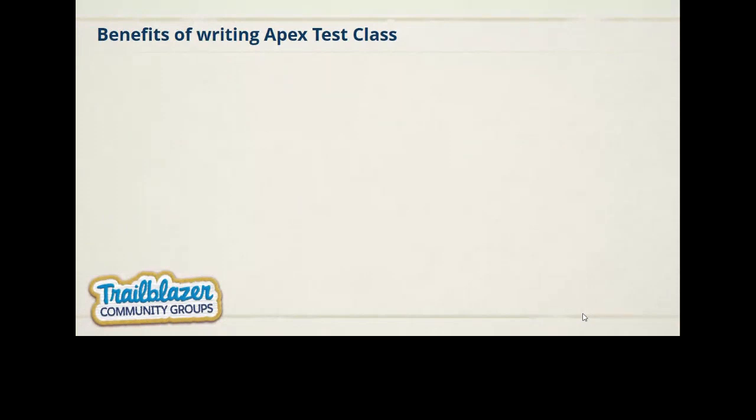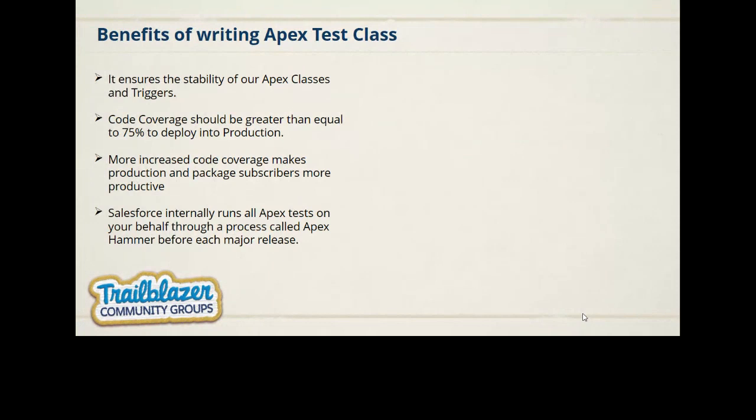Now, what are the benefits of writing Apex test classes? First, it ensures the stability of our Apex classes and triggers. Code coverage should be greater than or equal to 75% to deploy into production. If you increase the code coverage for your project, your branch, or your repository, it means production and package subscribers will have more stability in the future. And before each major release, Salesforce internally runs all Apex tests on your behalf through a process called Apex Hammer.